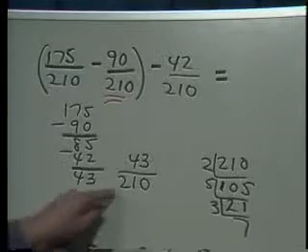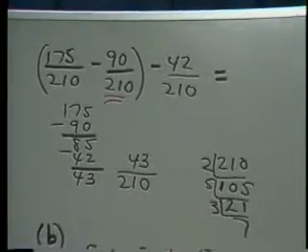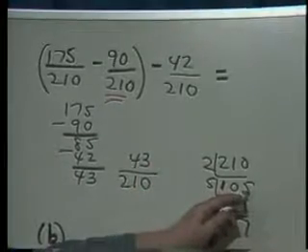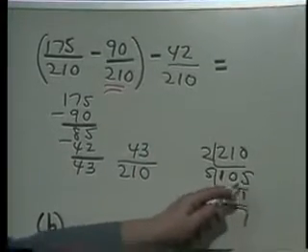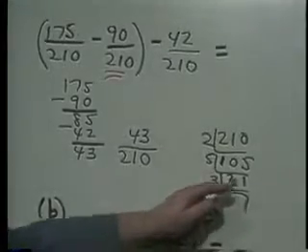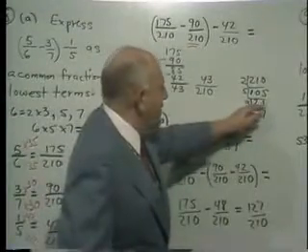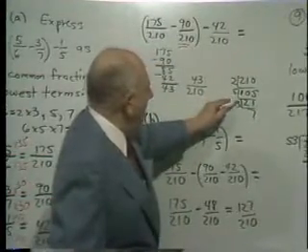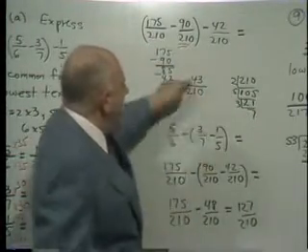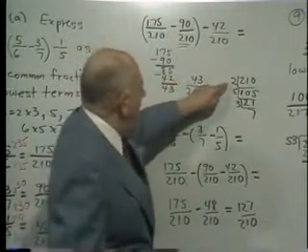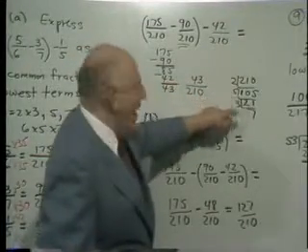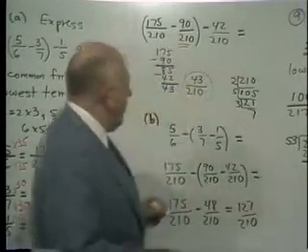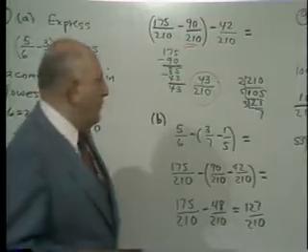And if you didn't know that, take the 210 and break that down into a product of primes. 2 goes into 210 105 times. That ends in a 5. 5 goes into 105 21 times. 2 plus 1 is 3, so 3 goes into 21 7 times. So 210 is 2 times 5 times 3 times 7. And it's easy to see that 43 doesn't belong to the 2 table, the 5 table, the 3 table, or the 7 table. So this is already in lowest terms, and the answer is 43 over 210.